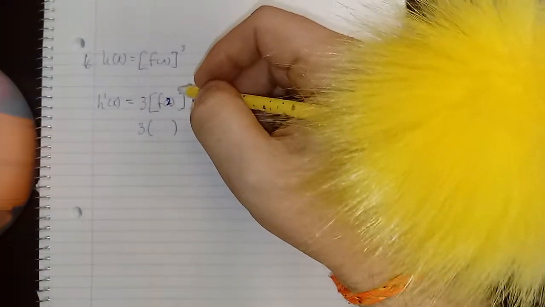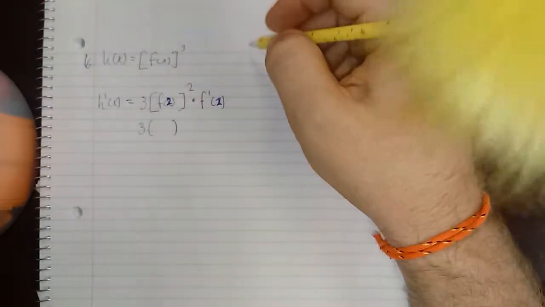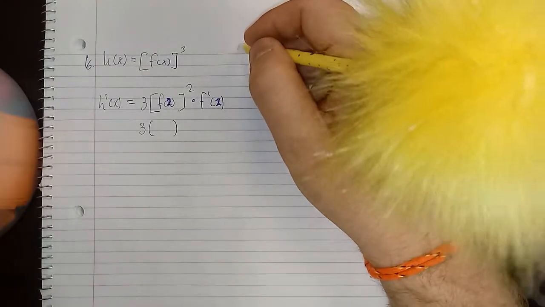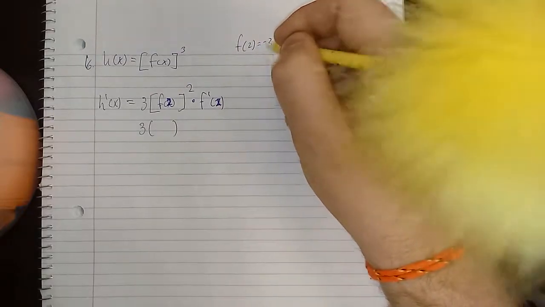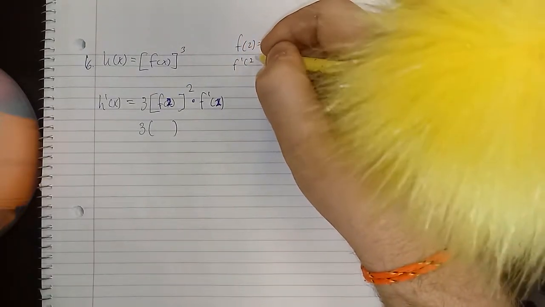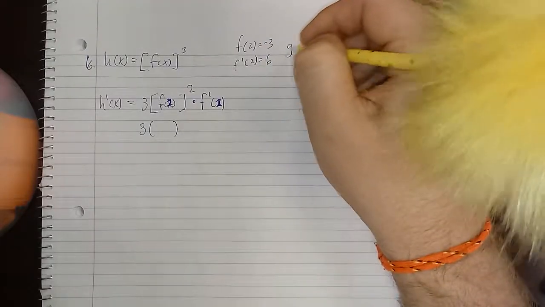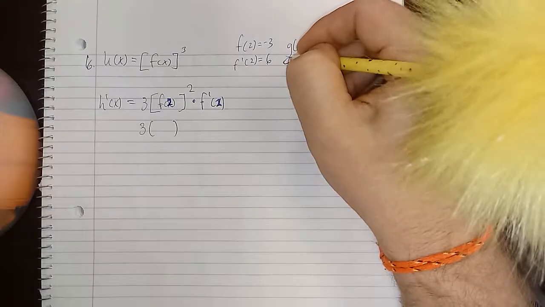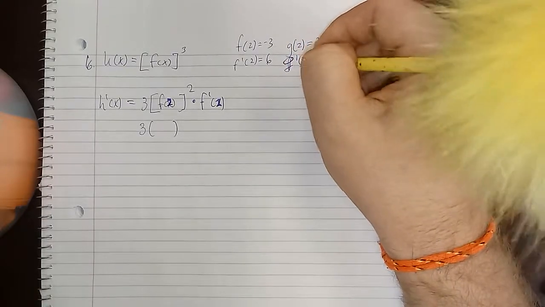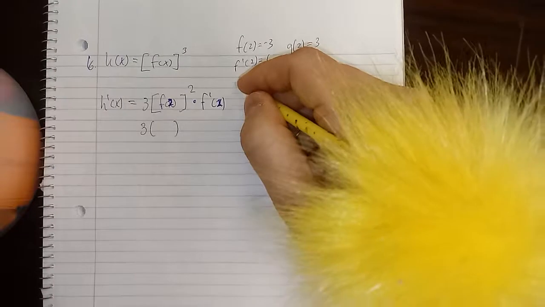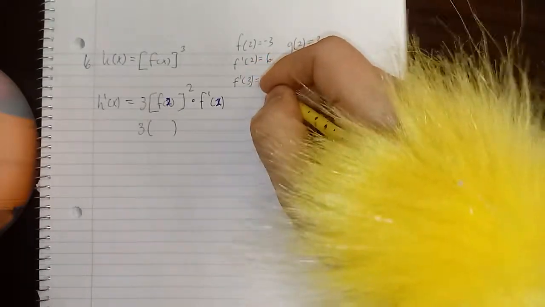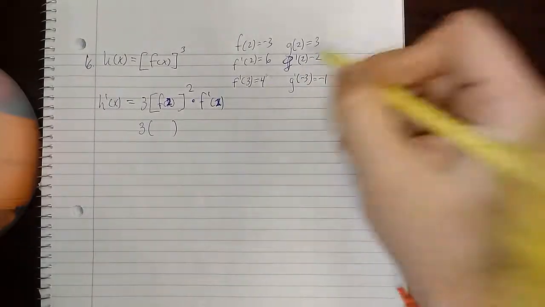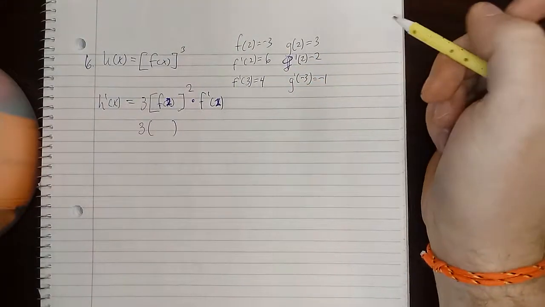I go look at it, it tells me f of 2 is negative 3. It tells me f prime of 2 is 6. It tells me g of 2 is 3. G prime of 2 is negative 2. For some reason, it also tells me that f prime of 3 is equal to 4, and g prime of negative 3 is equal to negative 1. We're going to see what happens with those in a couple minutes.